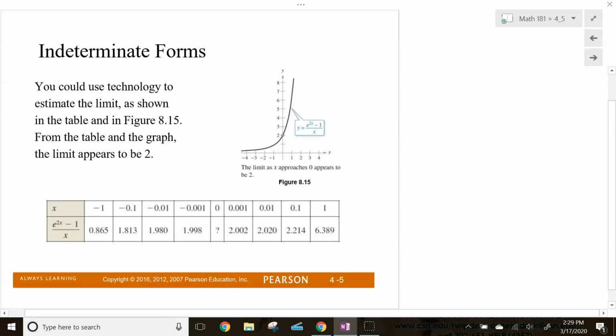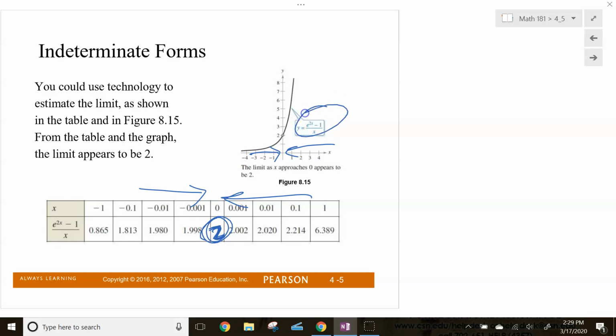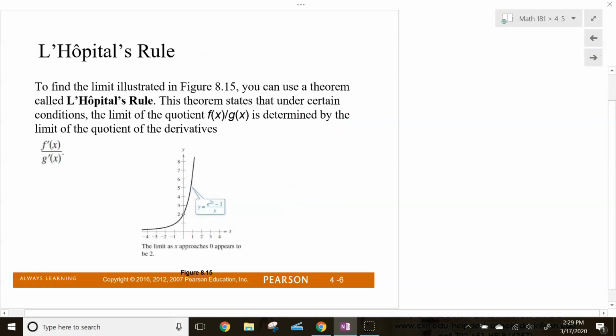We can think about this with a table as we're approaching 0, right? As we approach 0 from both sides, it looks like we're going to 2, right? So it looks like our limit's going to be 2 for that function as we approach 0. But how can we do this? Well, that's where L'Hopital's rule comes into play for this section here.